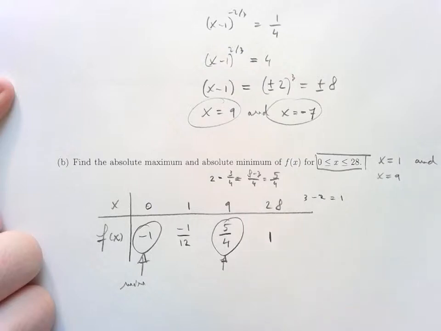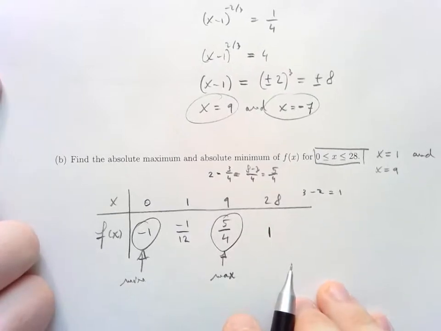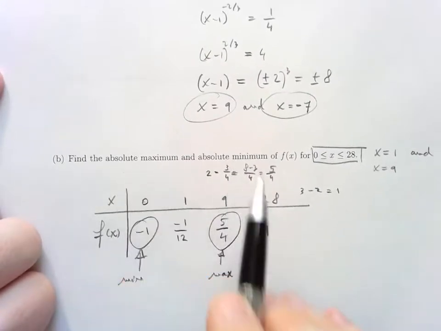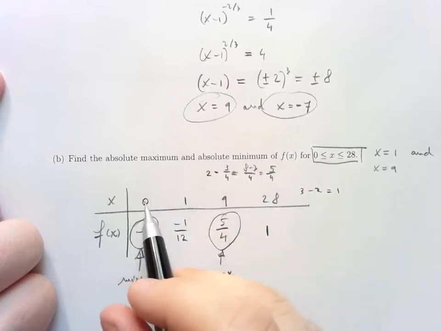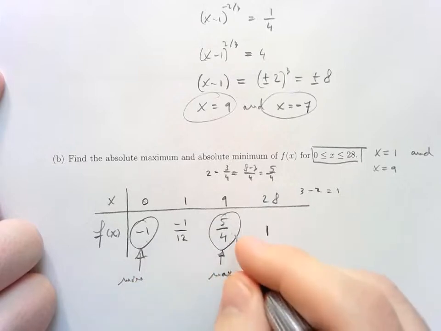Note, when we're asked to find an absolute max or min of the function, we are actually interested in the values of the function, not just the x coordinates here, right? So these are the ones that you want to specify.